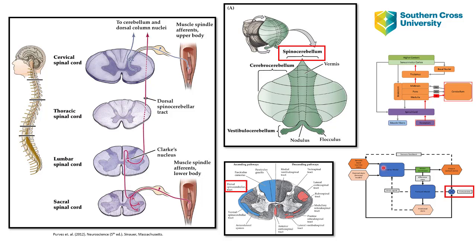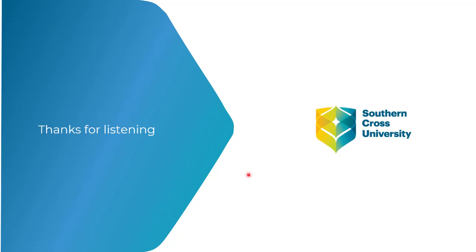So that there was our two pathways, our conscious and unconscious, respectively, pathways in regards to the conveying of tactile and proprioceptive information in our central nervous system.